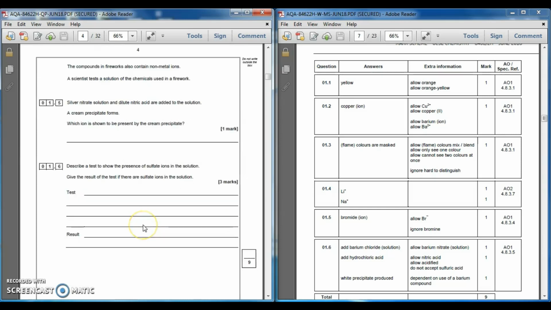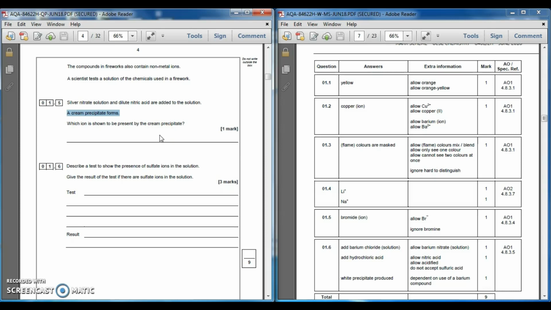For 1.5 and 6, a lot of people lost marks on these ones. So the clue here for this one is when we see a cream precipitate form. There's a lot of white precipitates when we're looking at ion tests, but the cream precipitate forms when we're looking at halides, the ions from group 7, the halogens, and the order goes white, then cream, then yellow, and that's for chlorine, bromine and iodine. So cream's right in the middle. It's the bromine that should be reminding us of.